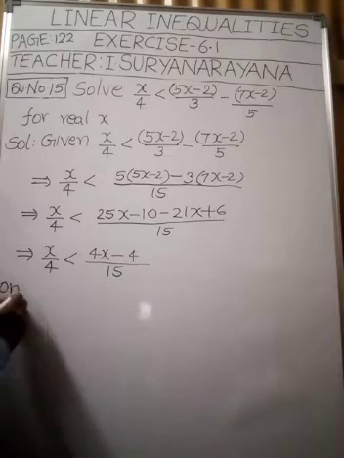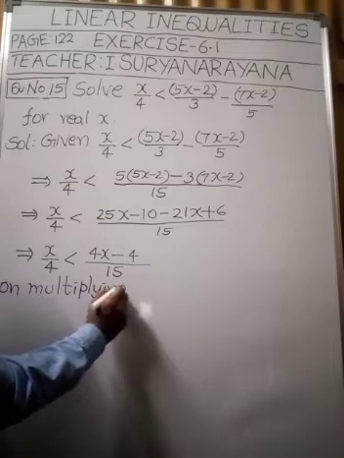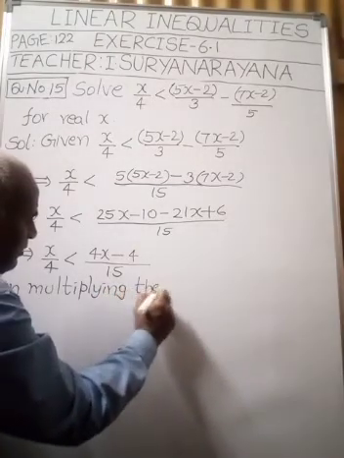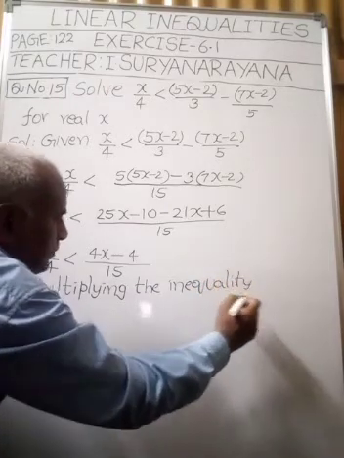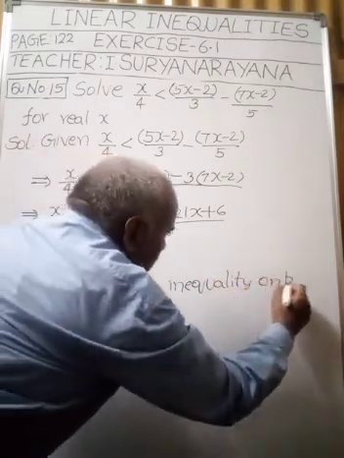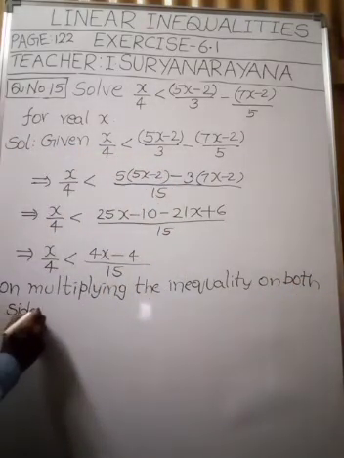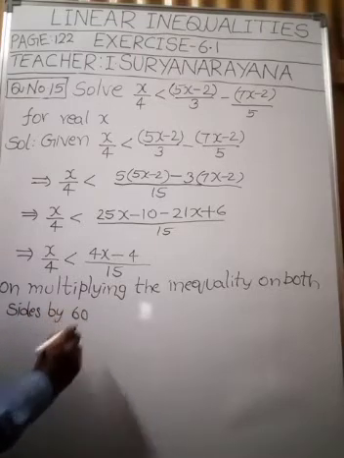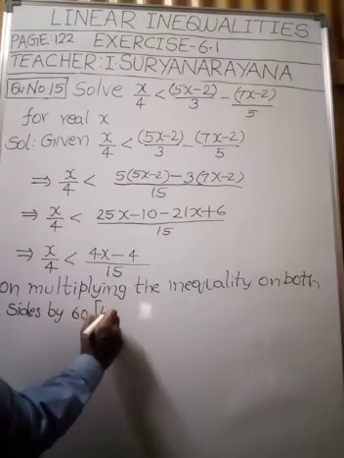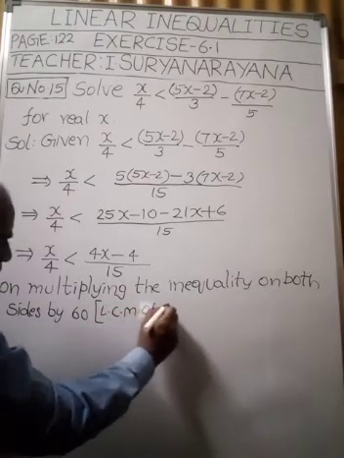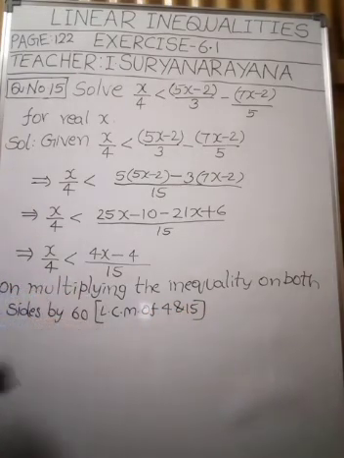On multiplying the inequality on both sides by 60. How did we get this number? That is nothing but the LCM of the denominators 4 and 15. Understood this step, my children?